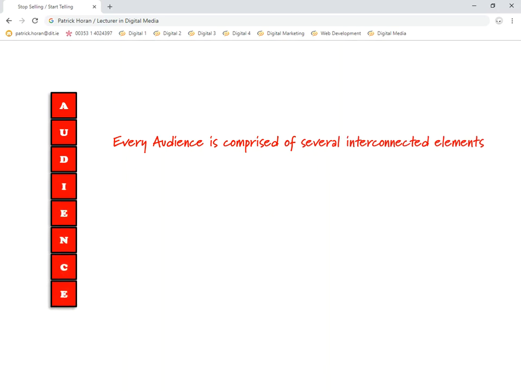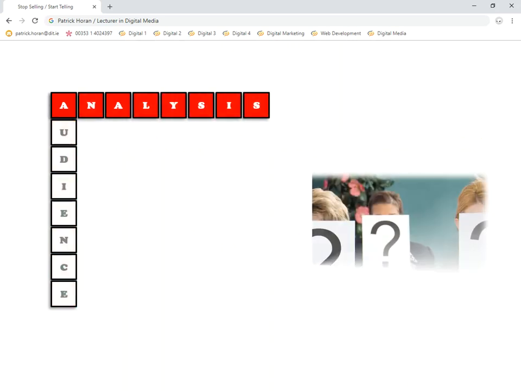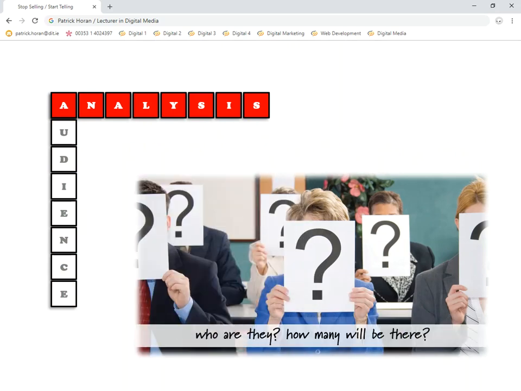So the first thing I'm going to say is every audience is comprised of several interconnecting elements. Okay, so we're going to start having a look at these elements. We must try to understand as much about these as possible. First of all, analysis. All right, who are they? How many will there be? And this is very important. If we underestimate how many there will be, our systems just simply won't be able to cope. It's as simple as that.